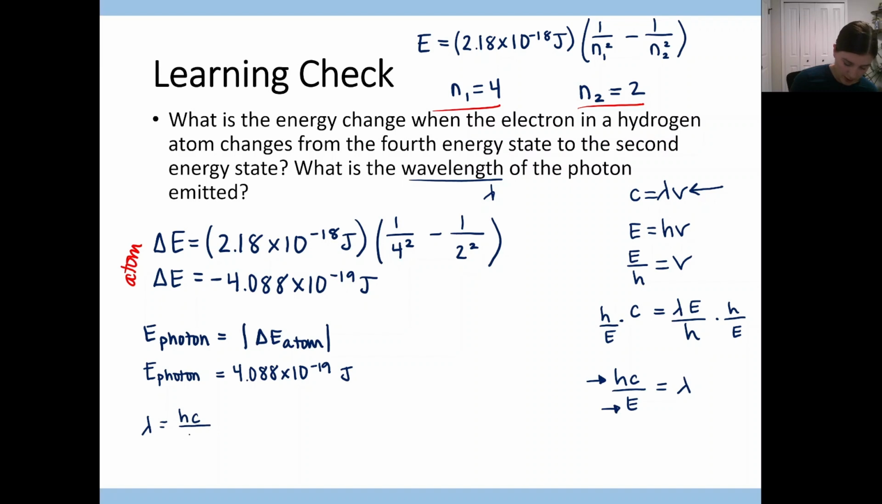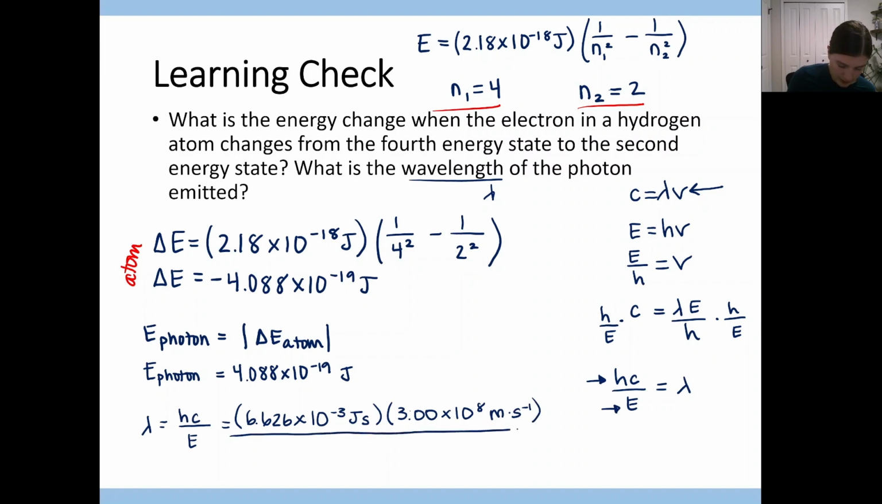Just to rewrite that equation, lambda equals Planck's constant times speed of light divided by the energy. Planck's constant is 6.626. Again, this is provided for you on the periodic table equation sheet. Times 10 to the negative 34th joules times second. Speed of light is 3.00 times 10 to the 8th meters per second. And then the energy we just calculated, 4.088 times 10 to the negative 19 joules.